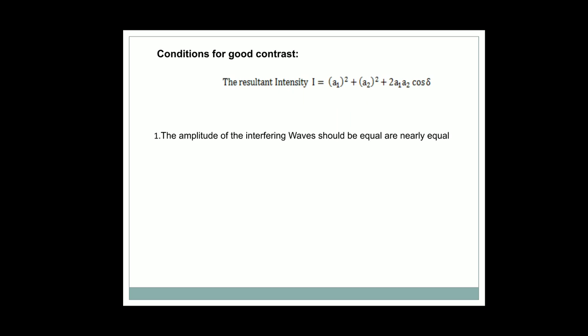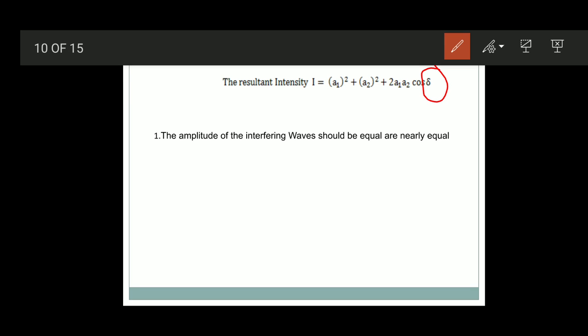So, what are the conditions to observe the interference fringes with good contrast? Good contrast is nothing but the intensity is more for the bright fringes and very little for the dark fringes. We know the resultant intensity I is equal to A1 square plus A2 square plus 2A1 A2 cos delta, where A1 and A2 are the amplitudes of the two waves and delta is the phase difference.